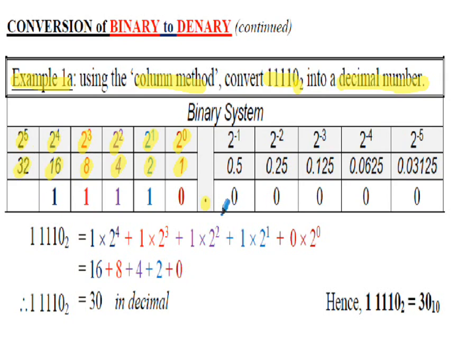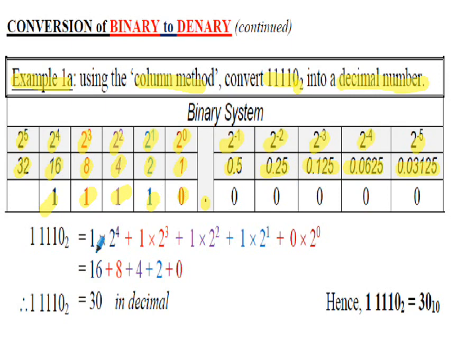To the right of the decimal point in the binary system we would have column headers of 2 to the minus 1, which is 0.5, 2 to the minus 2, which is 0.25, 2 to the minus 3, 0.125, 2 to the minus 4, 0.0625, 2 to the minus 5, 0.03125. So from the question we read the binary number of 11110.0.